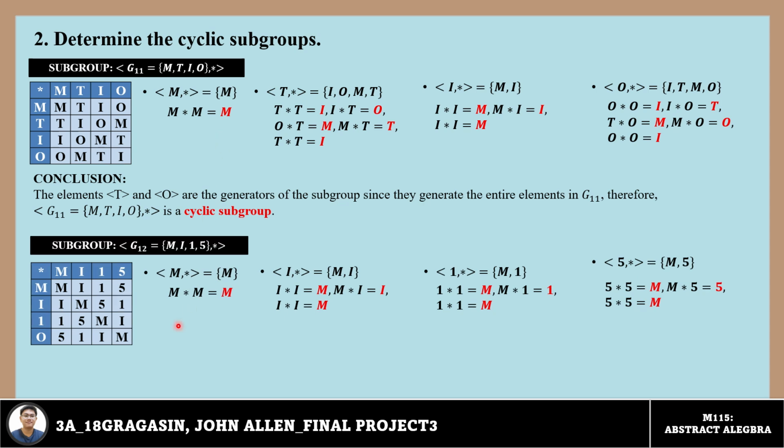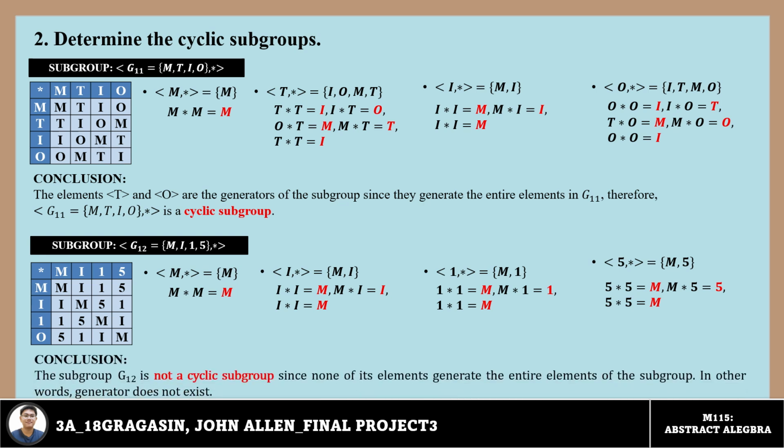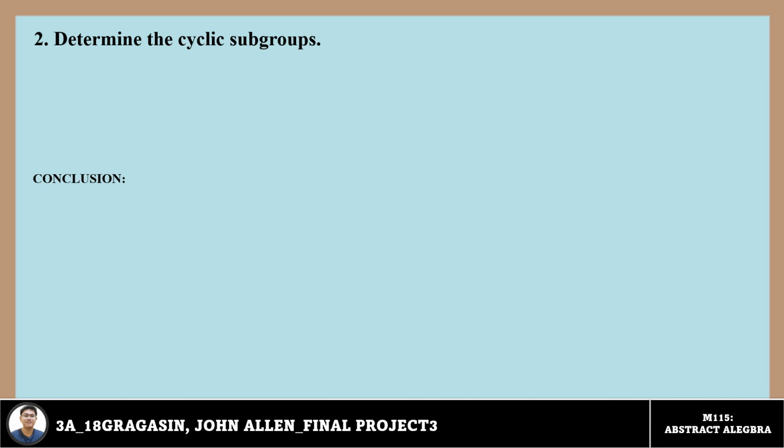Next, we have the subgroup G sub 12 with elements M, I, 1, and 5 under the binary operation star. As we can see here, element M is not a generator. It is the same as I and then 1 and 5. Since a generator does not exist, we can conclude that G sub 12 is not a cyclic subgroup.